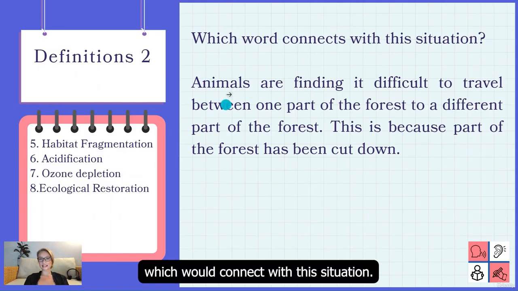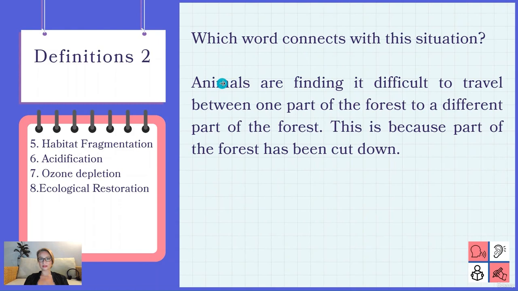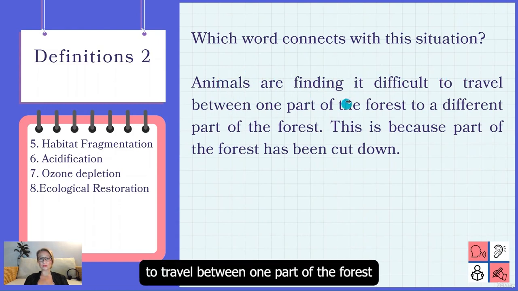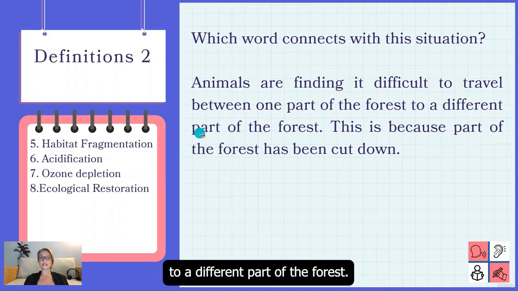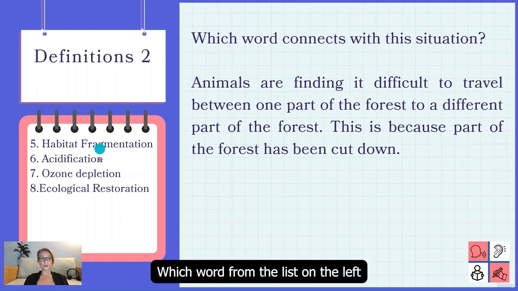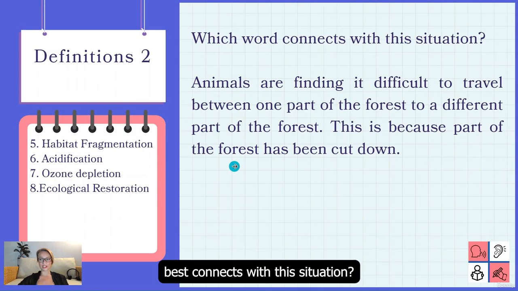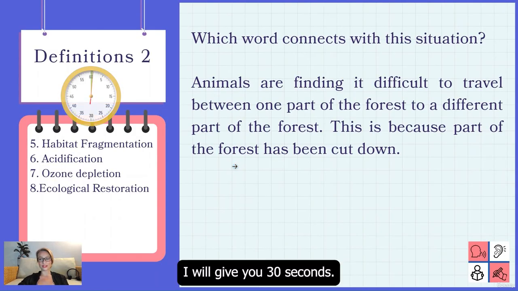Which word connects with this situation? Animals are finding it difficult to travel between one part of the forest to a different part of the forest. This is because part of the forest has been cut down. Which word from the list on the left best connects with this situation? I will give you 30 seconds.